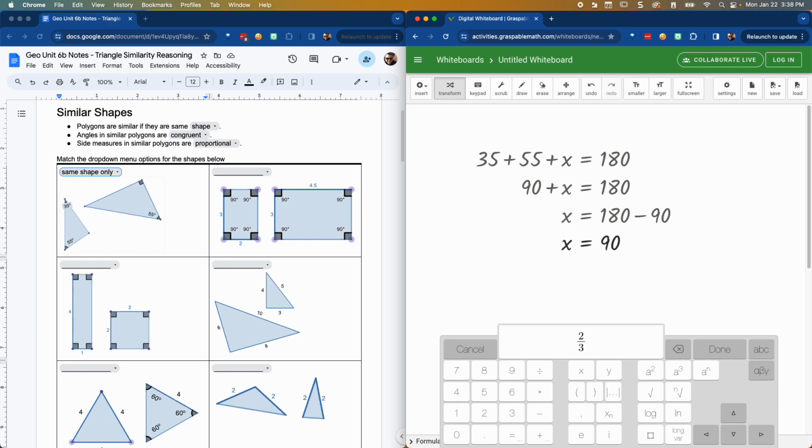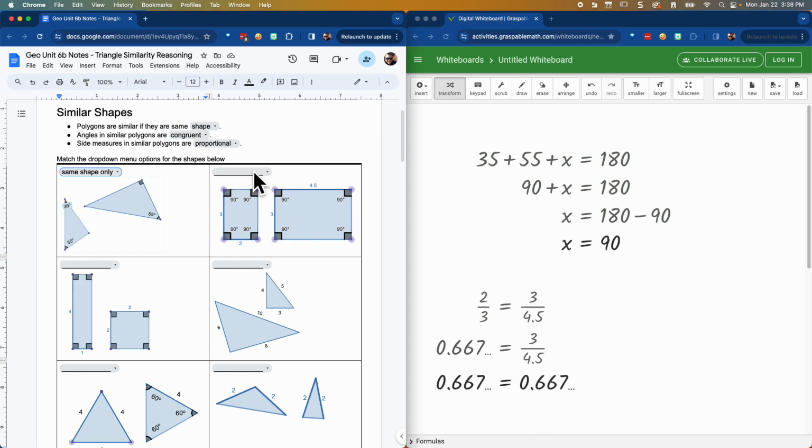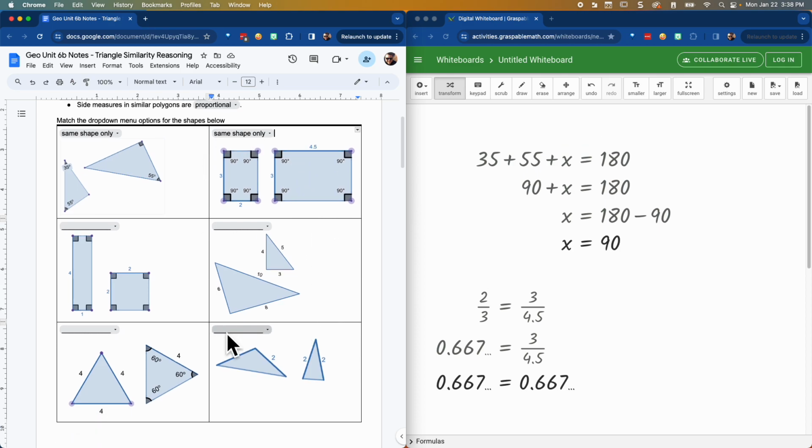And on the other side, I have 3 divided by 4.5. The long sides are 3 divided by 4.5. And let's just make sure that these are the same number in the end. And they are. They equal each other. So that is also the same shape. And that's because the scale of the sides is equal and the angles match all around.